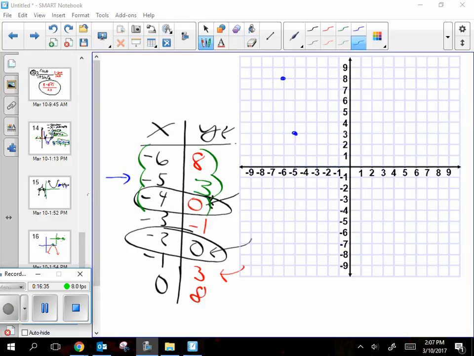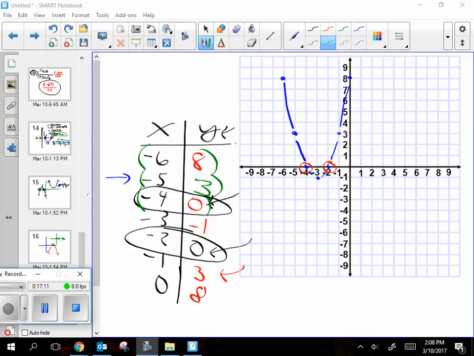And then I've got (-4, 0). And then (-3, -1). And then (-2, 0). And then (-1, 3). And last but not least, (0, 8). Look at that beautiful U parabola shape. But the new thing for the day, those are the solutions. Those are the roots, the zeros. Those are what actually make the equation equal 0.